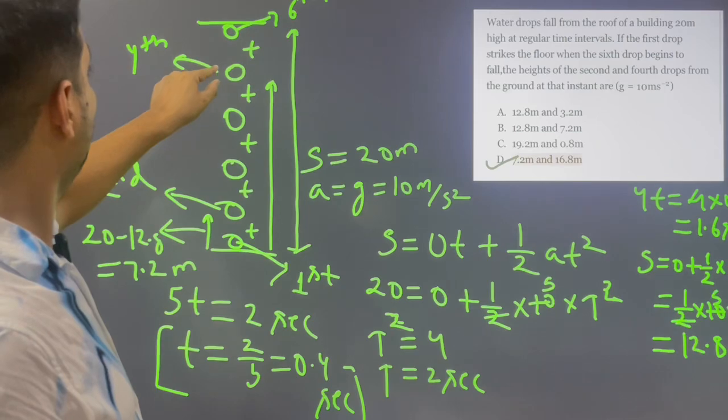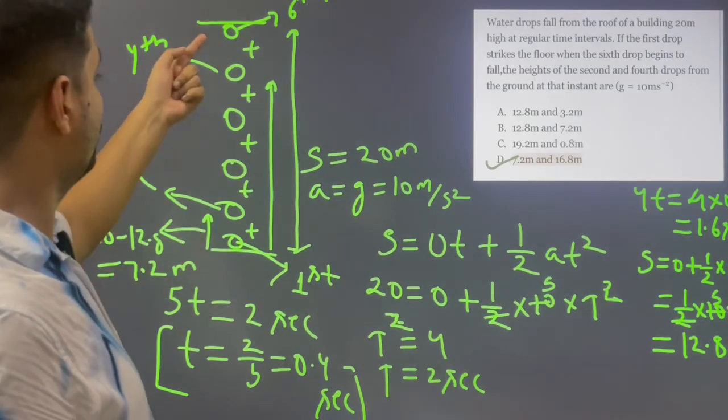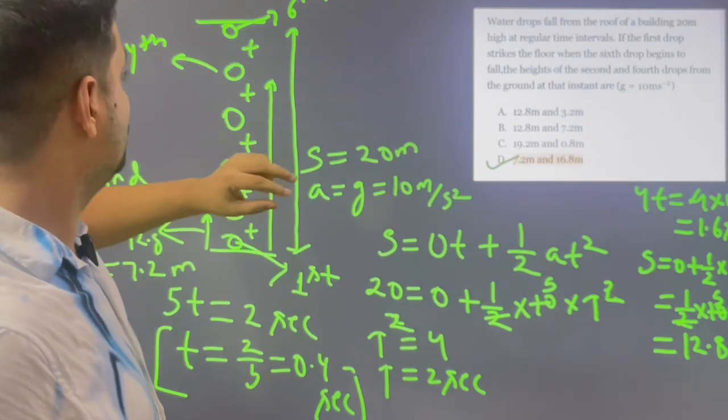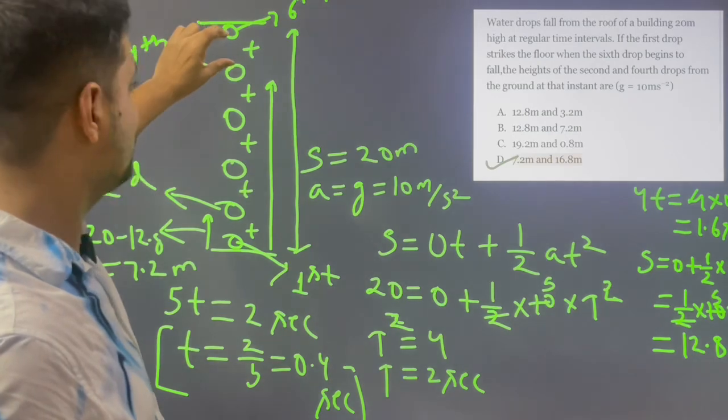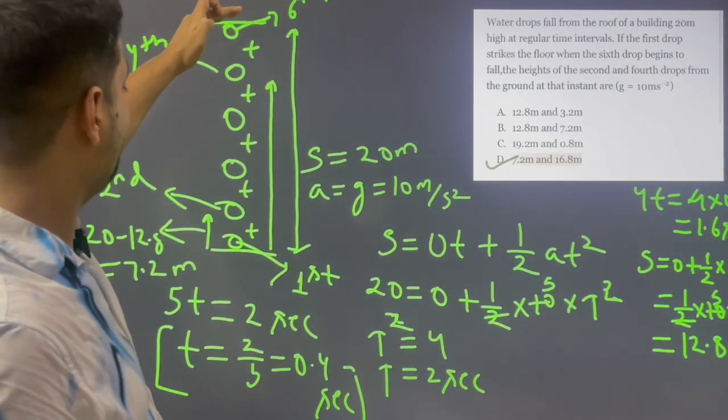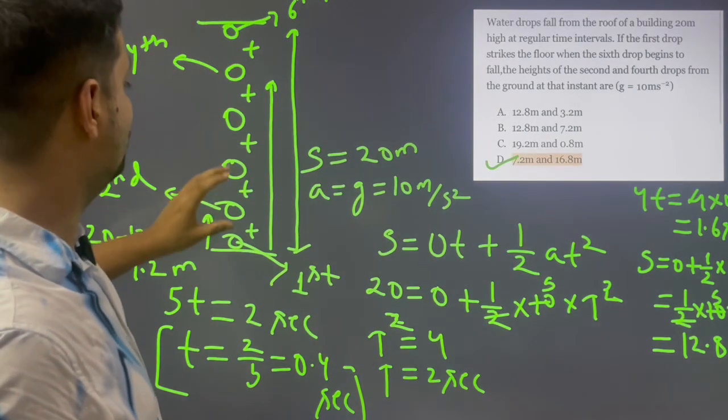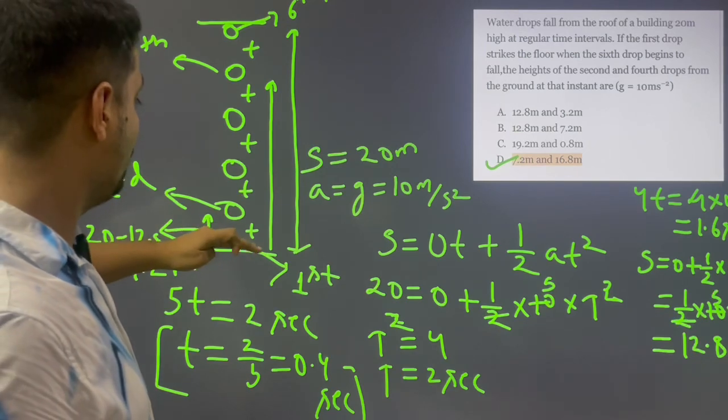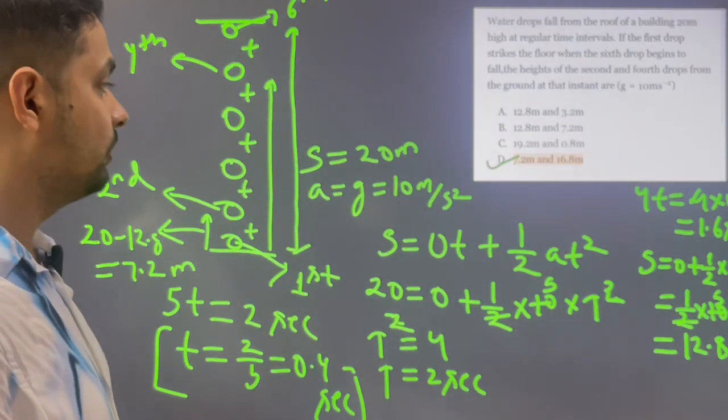In the same way you can find for the fourth also. Where is the fourth? This one. That means this time gap is 0.4 second. Again you use the same formula, you will get this distance, and then you subtract it from 20, you will get the answer, the height from the floor. So it's an easy question.